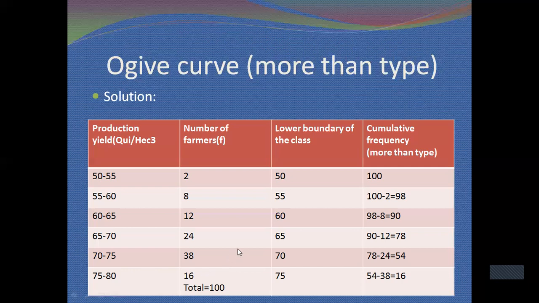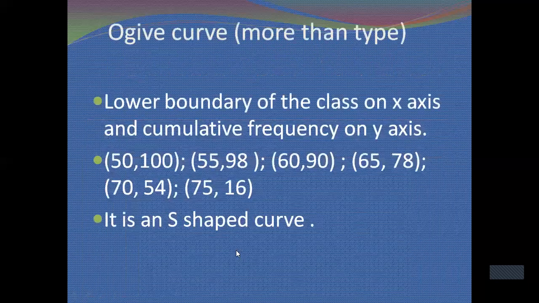So how to draw the graph for this? Let us see here. To construct the graph, the lower boundary of the classes you must take on the x-axis, and the more than type cumulative frequency you must take on the y-axis. So 50, 100 is the first point. Second point is 55, 98. Third point is 60, 90. Fourth point is 65, 78. Fifth point is 70, 54. And sixth point is 75, 16.